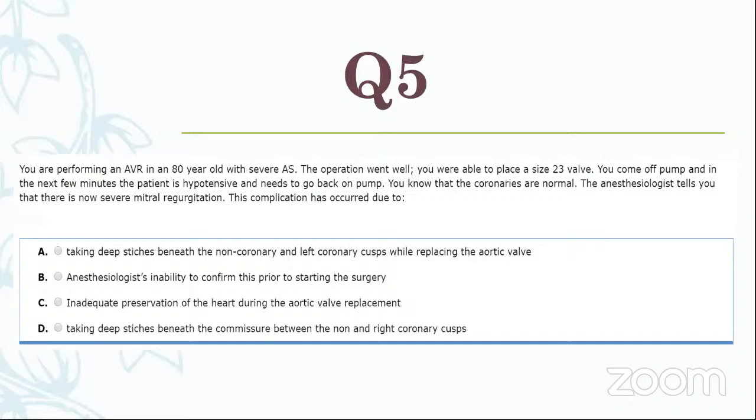The fifth one: you are performing an AVR on an 80-year-old patient with severe AS. The operation went well. You were able to place a size 23 valve. You come off bypass, and in the next few minutes the patient is hypotensive and needs to go back on bypass. You know that the coronaries are normal. The anesthesiologist tells you that there is now severe MR. This complication has occurred due to what?